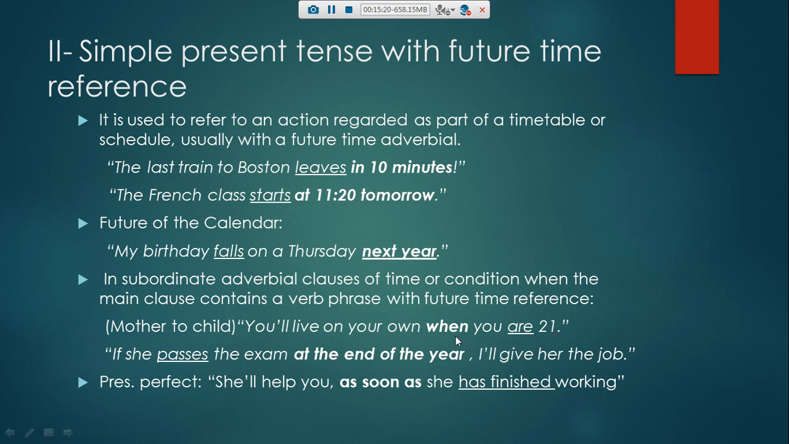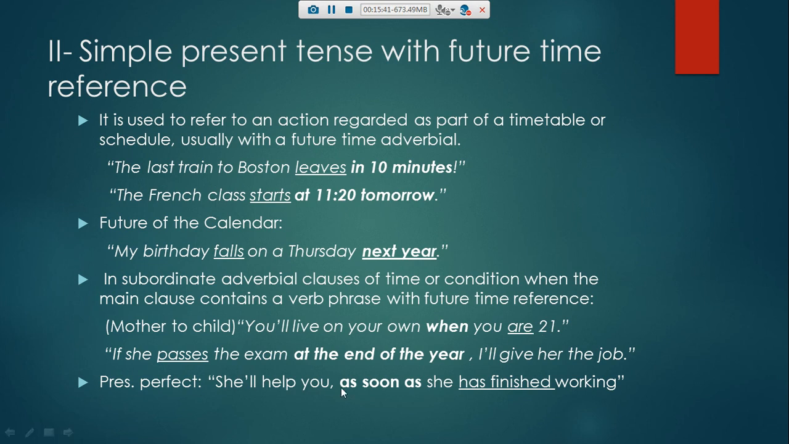So when the kid asks, when can I live by myself alone? When you are 21. This is a subordinate adverbial clause of time introduced by when. Cuando tengas 21 años, no cuando tenés 21 años. It has future time reference.